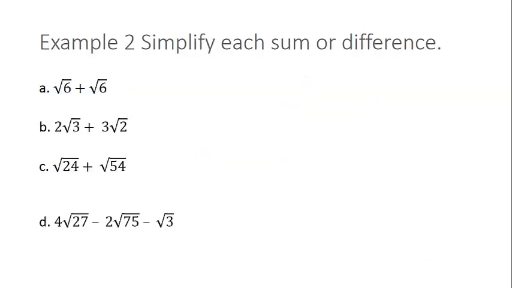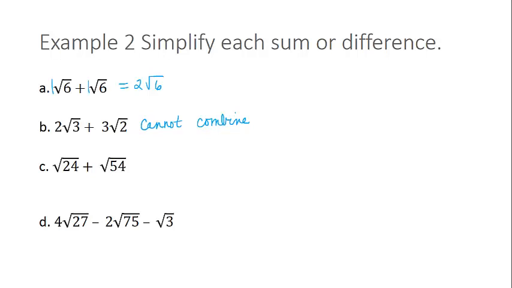So in this example, we'll simplify the sum or difference of radicals. Example A is the square root of 6 plus square root of 6. Those are like radicals. The coefficient of each of those is 1. So 1 square root of 6 plus 1 square root of 6 is 2 square root of 6. Example B, 2 on the square root of 3 plus 3 on the square root of 2. We cannot combine these radicals, and that is because the square root of 3 and square root of 2 are unlike radicals.